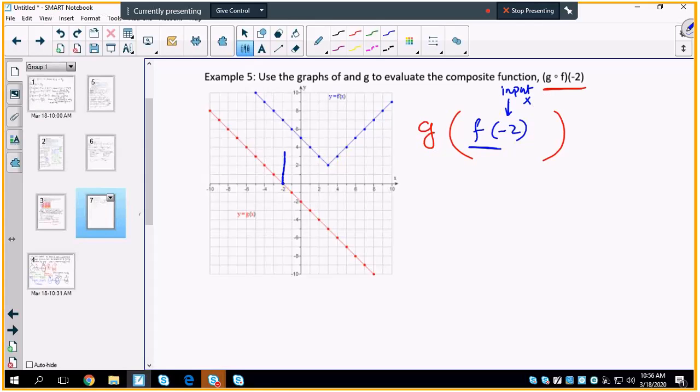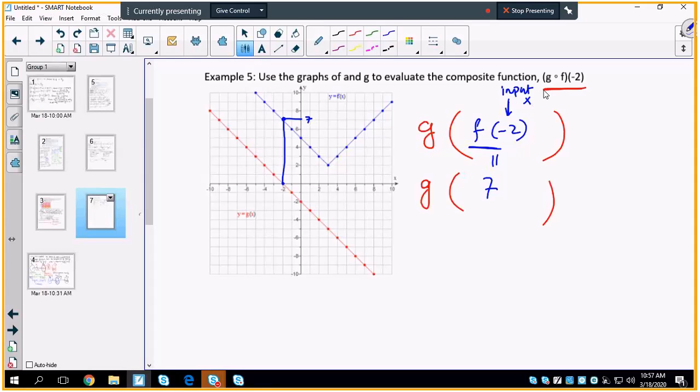And find how much is the height of the blue function, the f function, at this input. So I have to go touch the graph, and this is the height. And if you think about this, this is the 7. So f of negative 2, that represents the height of the function f at the input negative 2, is 7. So how do I write this question now? I write it as g of 7, because those two things are equal to each other.